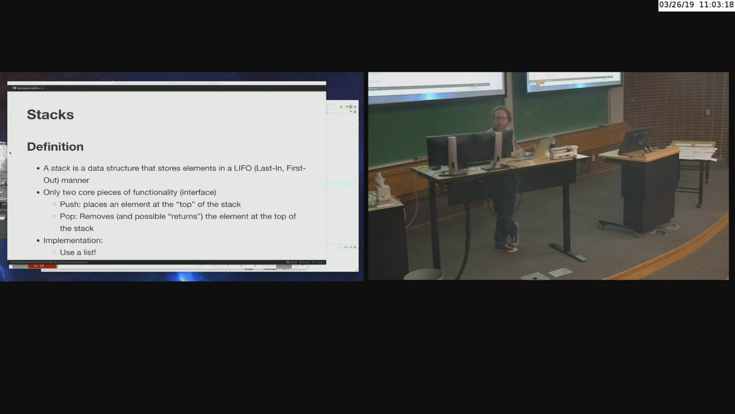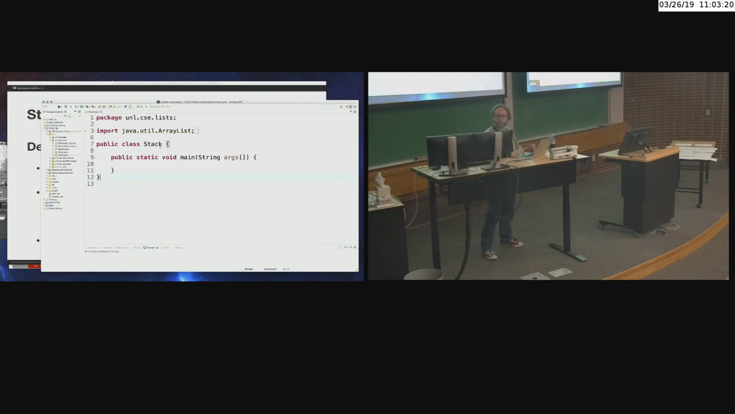So I've got Eclipse open here, and I've already got a class called Stack. And you'll note up here that I've imported something. Don't ignore those for now. So how are we going to implement this? I want my stack to own a list. Okay. A list of, for now, we'll just say integers. This is a stack only for integers.